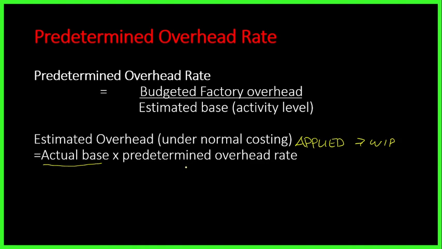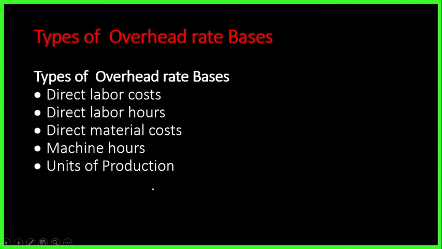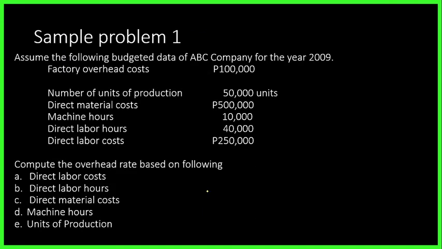To compute your predetermined overhead rate, you should first know your allocation base, or the activity that you will be using to allocate your overhead. These are just the common allocation bases. Of course there are more, but these are the commonly used in most textbooks. You have your direct labor cost, when you allocate your overhead based on direct labor cost. It could be based on direct labor hours, direct materials cost, machine hours, and of course the number of units produced. Okay, so let's have an example.